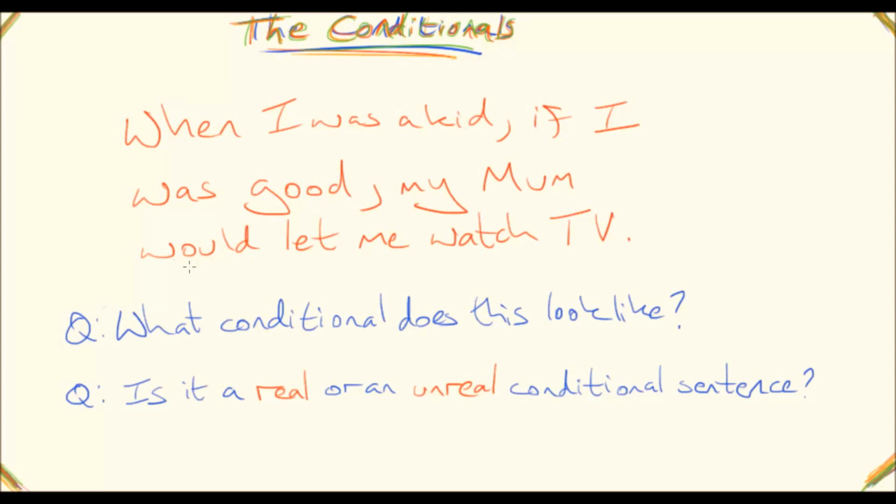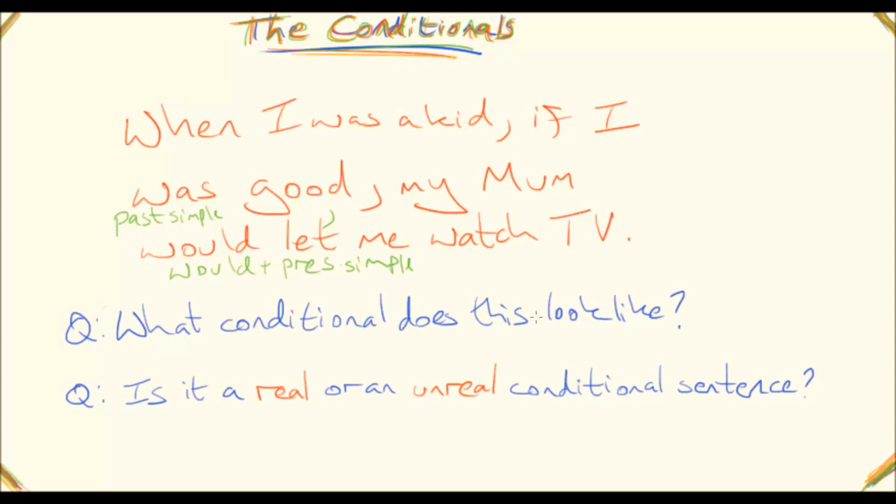Okay, so what have we got? We've got when I was a kid, if I was good. If I was good, so we've got past simple there. So the conditional clause is past simple. Then we've got the main clause, my mum would let me watch TV. So we've got would plus present simple. Okay, so we've got past simple, comma, would plus present simple.